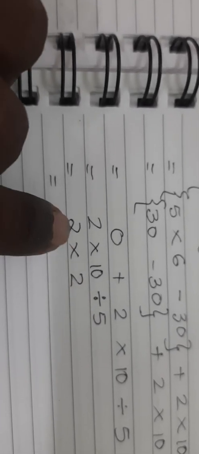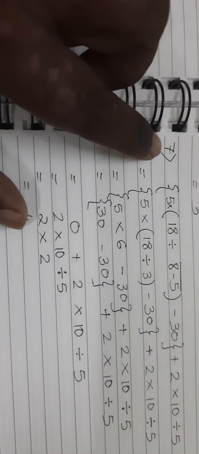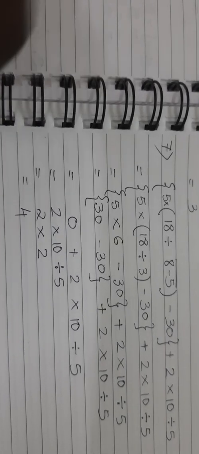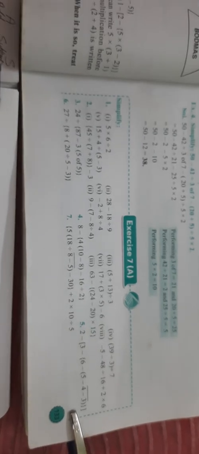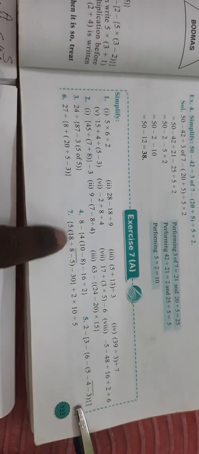Now finally we just have one operation, multiplication. So 2 into 2 is 4, which is our answer for question number 7. Okay, for question number 7 the answer we got is 4. So we have completed solving exercise 7a. Whatever remains in exercise 7a, we will not do. 7a is limited only till question number 7.